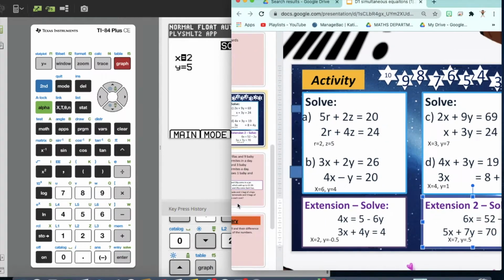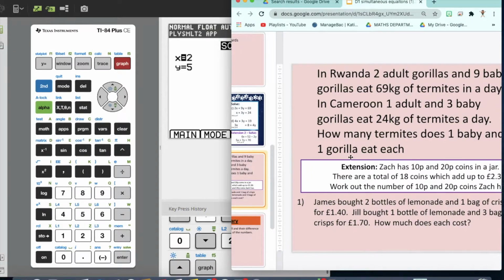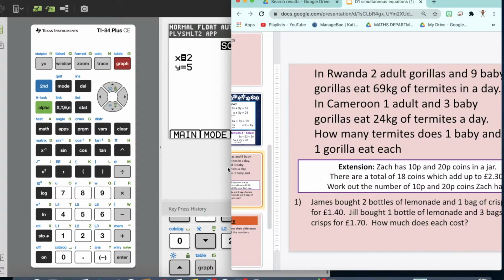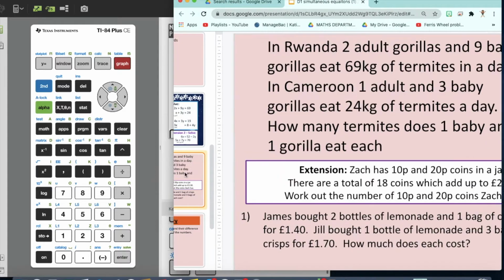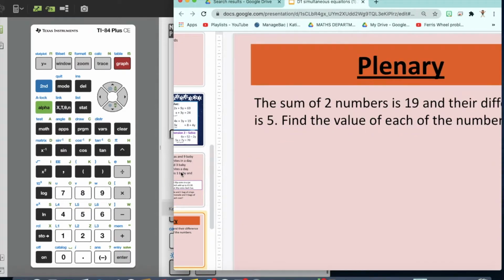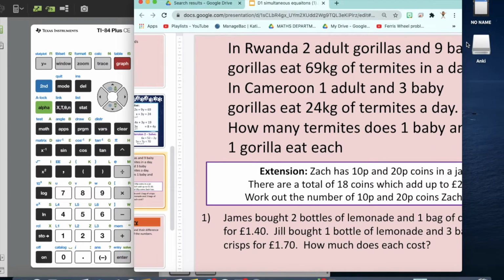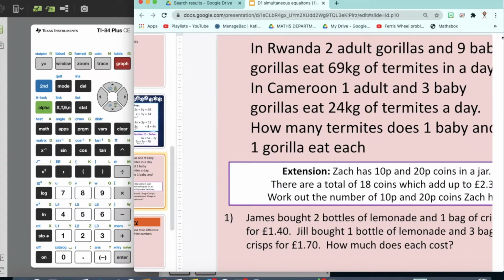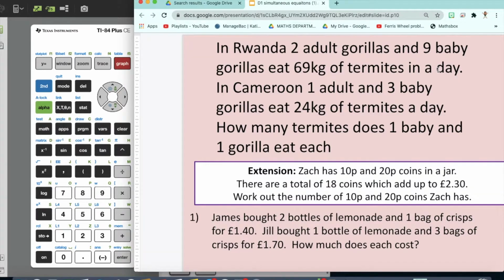Welcome back. So now we are going to have a go at a worded question. So this is our worded question. 2 adult gorillas and 9 babies eat 69 kilograms of termites in a day. In Cameroon, 1 adult and 3 baby gorillas eat 24 kilograms of termites in a day. How many termites does 1 baby and 1 gorilla eat each?